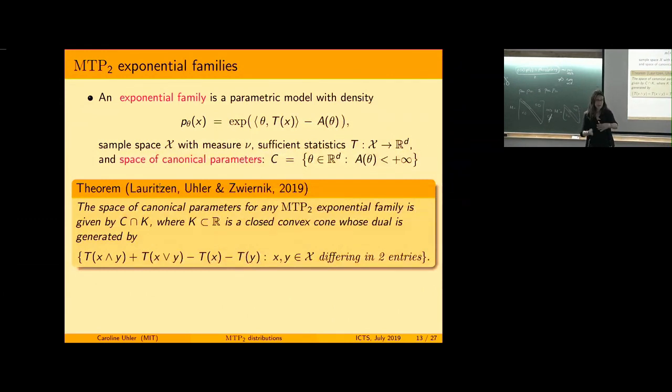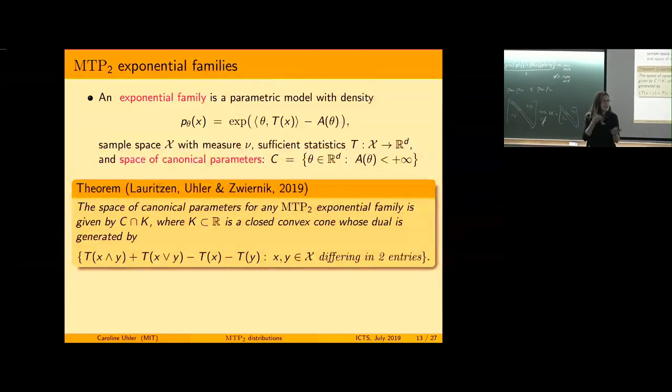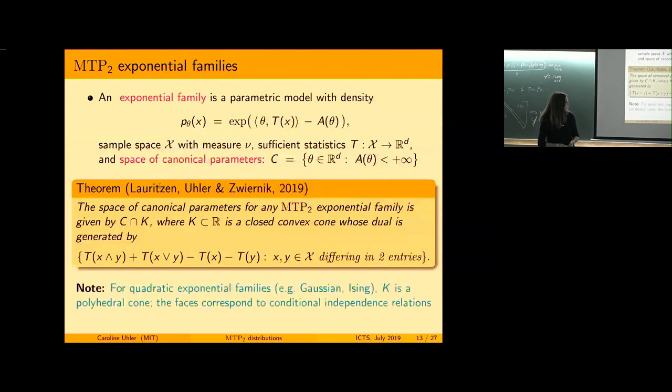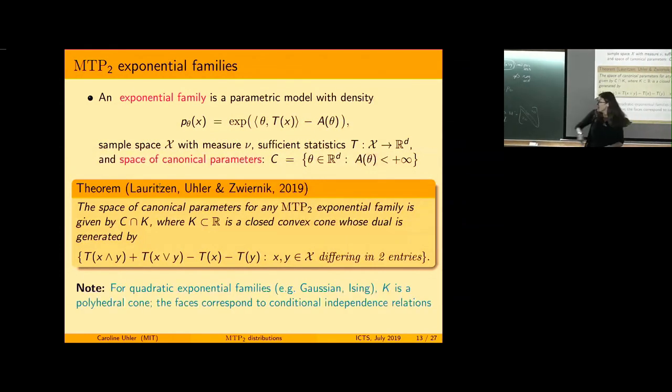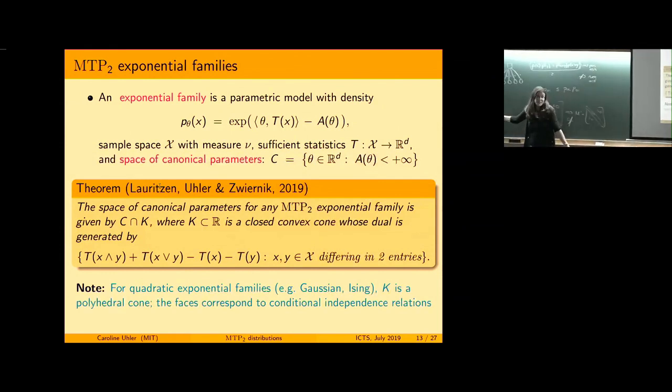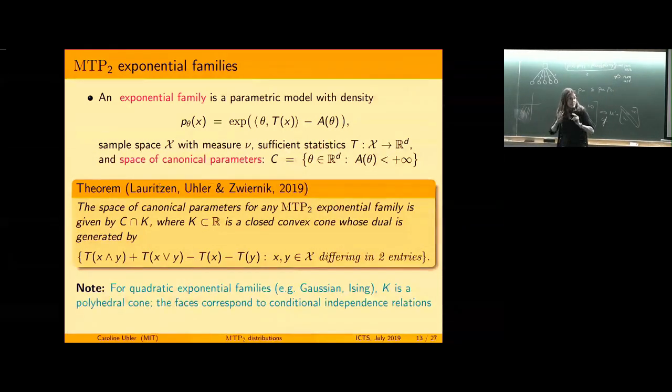So this MTP2 constraint is always a convex constraint, meaning that if I do parameter estimation, for example maximum likelihood estimation, it's always a convex optimization problem. So it can be solved nicely in many cases. In fact, if I have quadratic exponential families like the Gaussian or the Ising, what you also see here is that it's a polyhedral cone. And this is true in general.